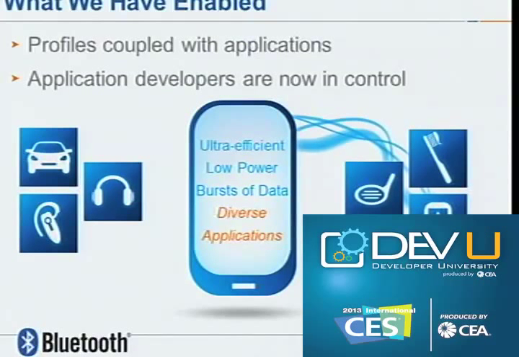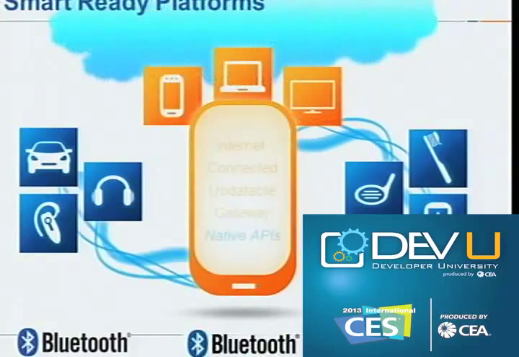They're ultra-efficient, low power. They drive bursts of data back and forth, reading data, but they also have a very diverse set of robust applications as well. And this is enabled now with what we call our Smart Ready hubs, or our Smart Ready platforms. These are internet-connected platforms. They're updatable. They're basically gateways to the internet and enabling services, but they also provide native APIs for being able to connect your device through Bluetooth to the internet as well.